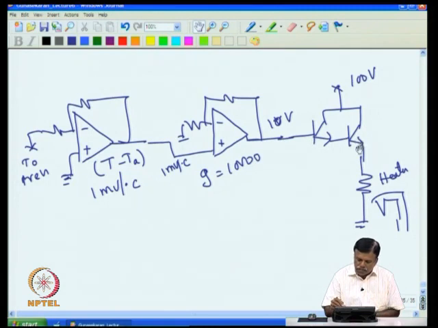But the problem is, we know that the output of the op-amp will not go beyond 15 volt, because if I am operating with a 15 volt supply, I can expect only around 13.5 volt to 14 volt maximum, not more than that. So another 1.2 goes here, so you will get only around 13 volt. But the heater needs 100 volt. So with this arrangement, it is not possible to get 100 volt.